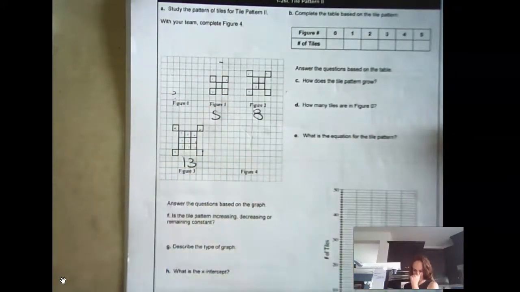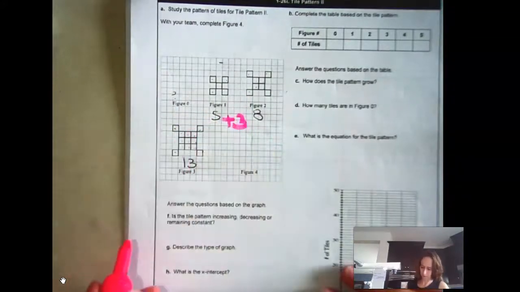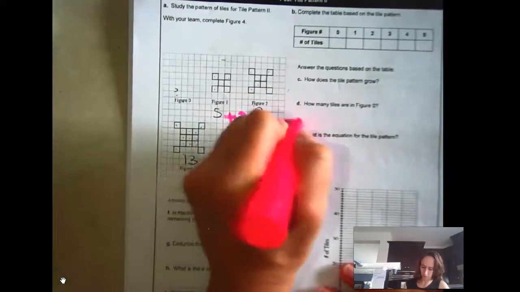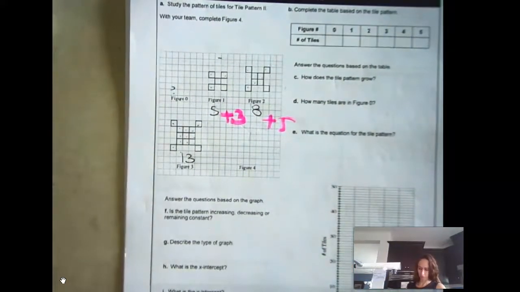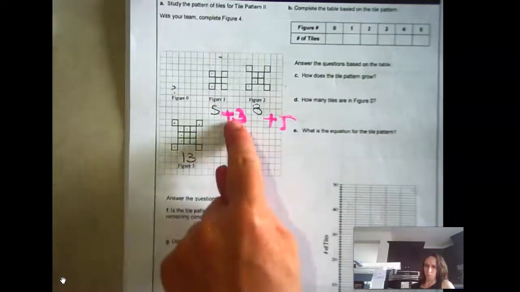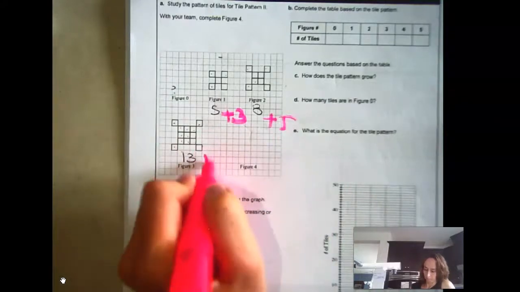Wait. This is not a good one. So then I go like this. This is plus 3. But then this one is plus 5. Okay? So, if this is plus 3 and this is plus 5, what do you think this is going to be?